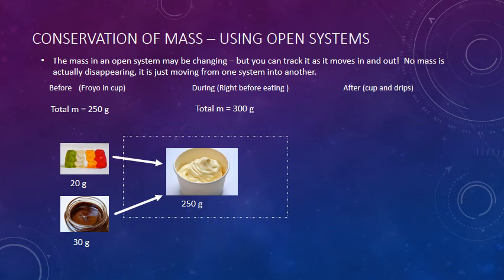That doesn't mean we created mass. It just came from outside to inside the system. Now if I eat all that stuff, I'm going to take some mass out of the system. So I've got an out arrow leaving my system, and I'm going to take out 230 grams of delicious assorted food and take that out of that system. Now that means the total mass of the system is 70 grams, which is probably just the cup and whatever drips that I couldn't get out. So the mass of the system's changed, but it's just because objects have moved in and out.